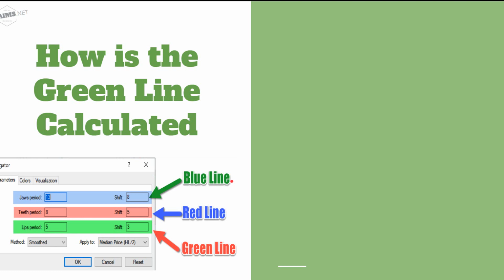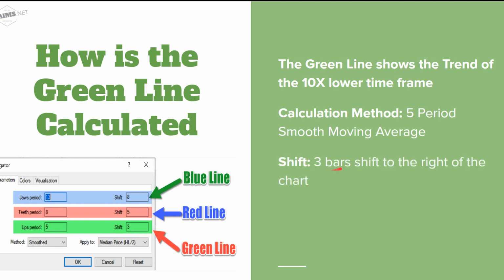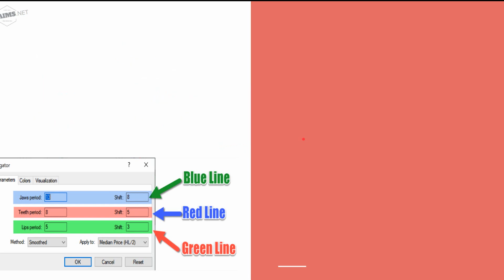So how is the green line calculated? Once again, the green line shows the trend of the 10x lower time frame. Calculation method is 5 periods smooth moving average, and it's 3 bars shift to the right of the chart. So if price is here, this will be 1, 2, 3 to the right.